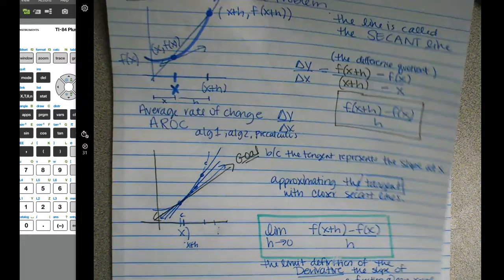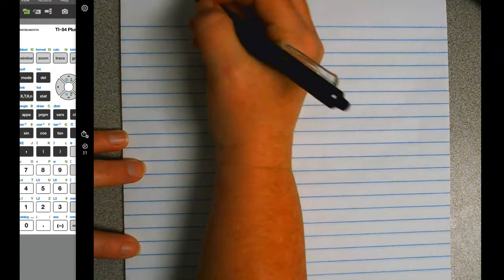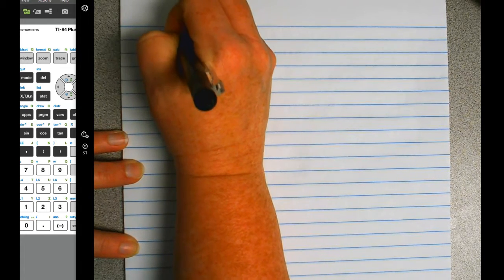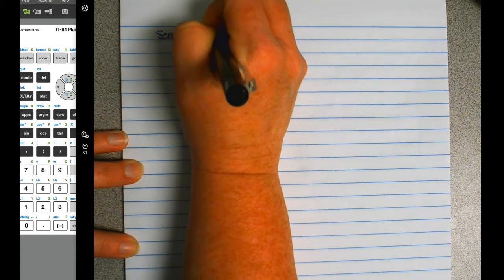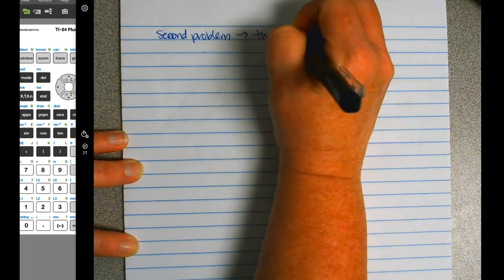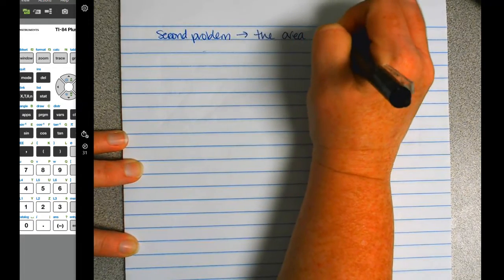All right. So questions on difference quotients before we see our other problem, which is the addition part. And we saw this with our velocity graphs that we looked at. So let's look at the second question, second problem is the area problem.